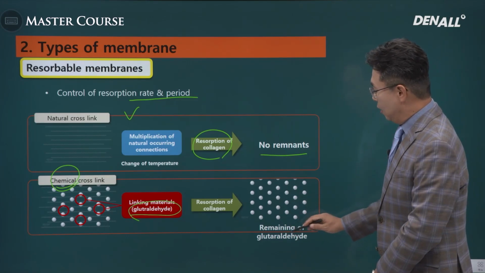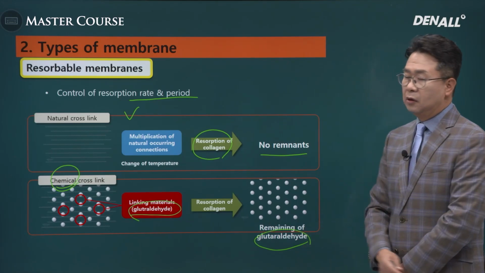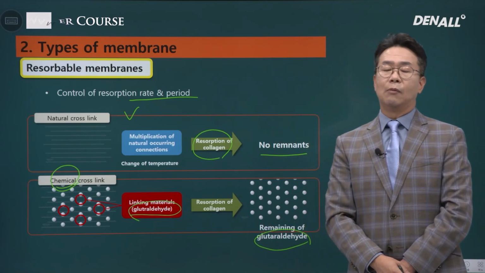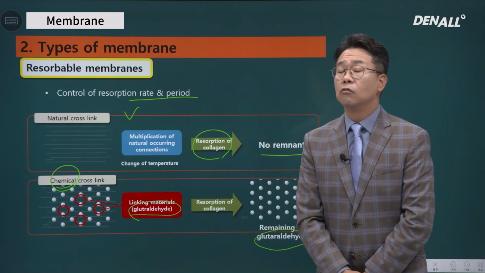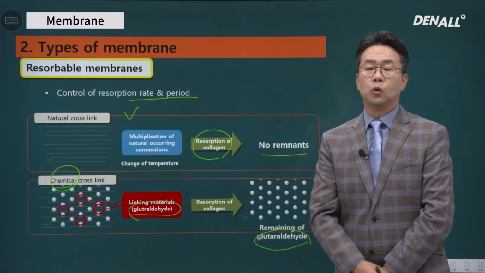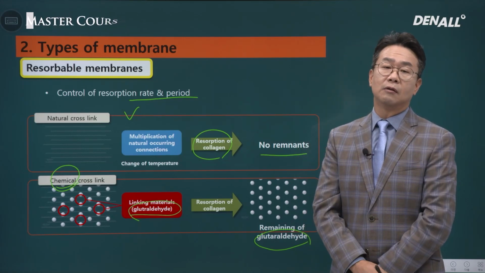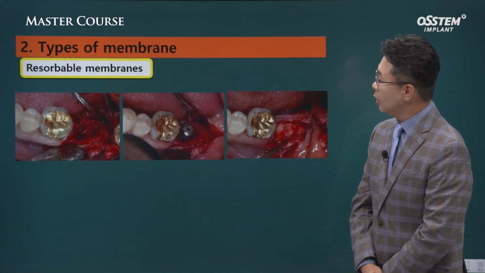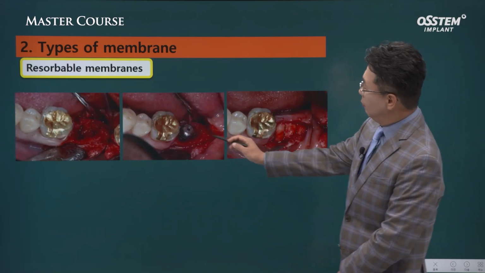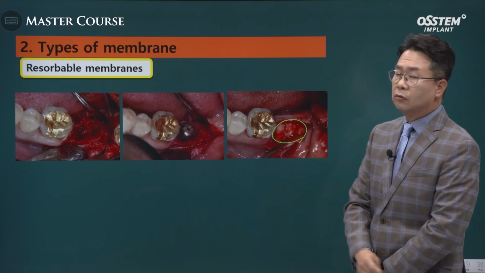However, after collagen is resorbed, glutaraldehyde, the linking material, will remain. There can be a bit of toxicity because of remaining glutaraldehyde. However, by adjusting the density of glutaraldehyde linking material, we can prevent such problems. As shown here in this defect, a resorbable membrane was used to gain vertical bone augmentation.